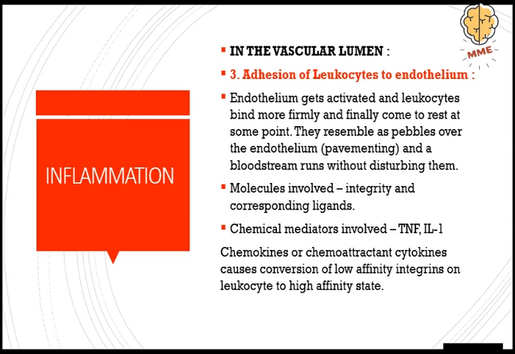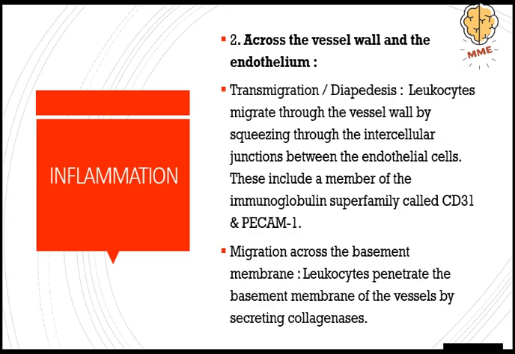Now, as I have mentioned earlier, the whole leukocyte recruitment and extravasation process happens in three steps. The first is inside the vascular lumen, the second is across the vessel wall and endothelium, and the third is outside the vessels. As we already know the steps inside the vascular lumen, now we have to focus on what is happening across the vessel wall and endothelium. There are two steps: transmigration or diapedesis, and migration across the basement membrane. So let us focus on transmigration or diapedesis.